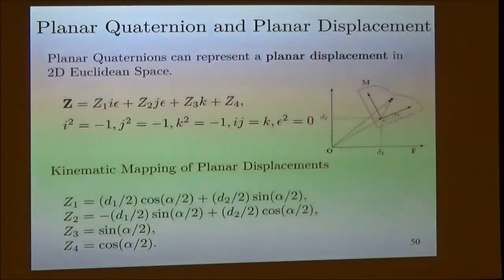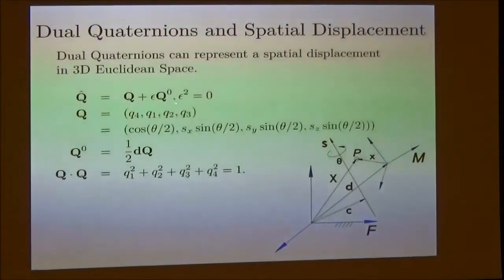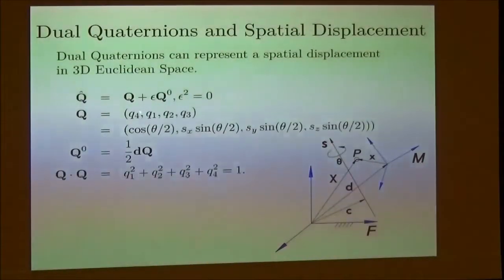So all you have to do is go back to this expression over here, form the Q. So the Q is basically this. We know the angle is alpha, so this will be cosine alpha by 2. We know the axis of rotation is 0, 0, 1. So this will be 0, this will be 0, this is 1. So the terms will be cosine alpha by 2, comma 0, comma 0, comma sine alpha by 2. That will be Q.